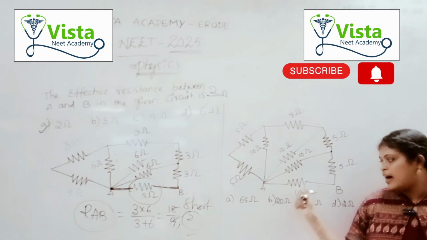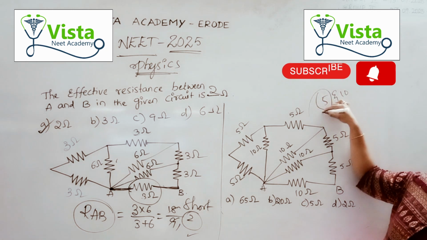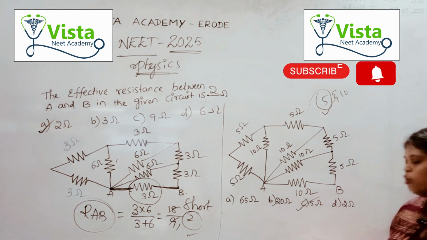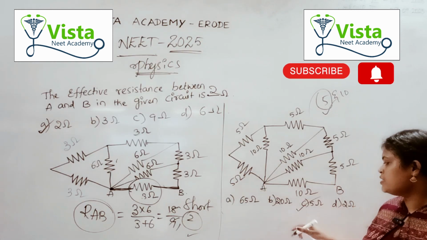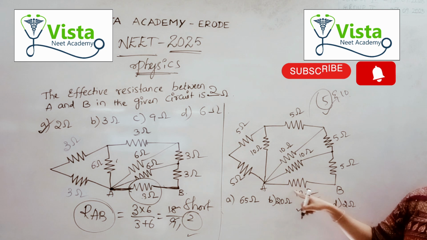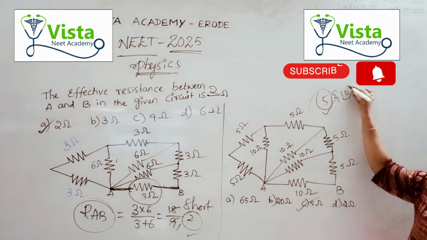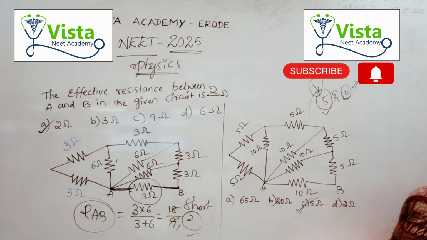But for the highest digit number, when it is connected with 5 and 10, the answer directly goes for 5 ohms. So for no other reason, we have no need of doing all the calculation. Just remember that if it is 5 and 10, the resistor which is connected in the downward direction, if it is the highest number, then our answer goes with 5 ohms. So here our answer is 5 ohms.